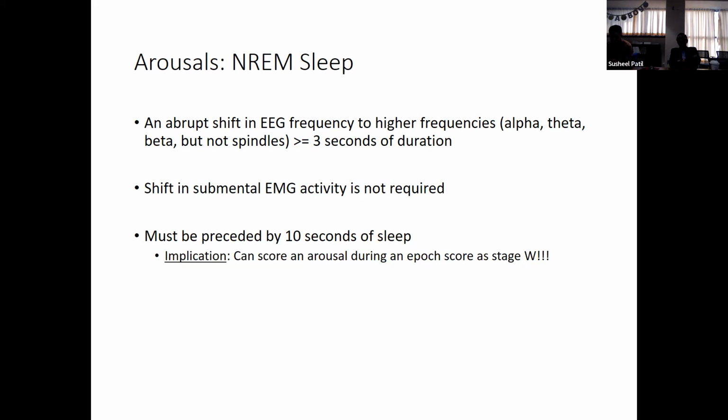The basic definition is that there's an abrupt shift in EEG frequency to higher frequencies, so going to alpha, theta, beta, but not including spindles. Spindles are a special exception of a higher frequency. And it has to last for at least 3 seconds or more. When you're in non-REM sleep, there does not need to be a shift in the submental EMG activity. It's just the EEG frequency. So that makes it a little bit harder to identify some of these.